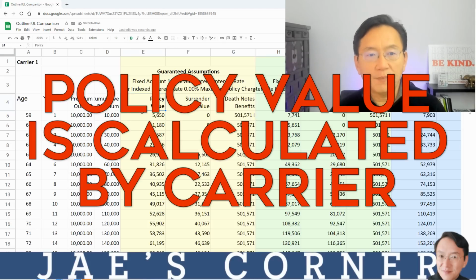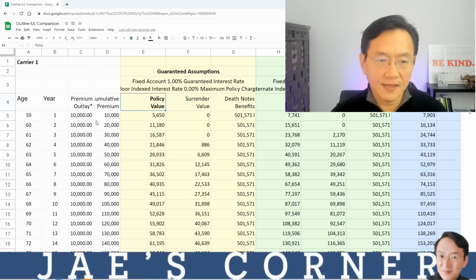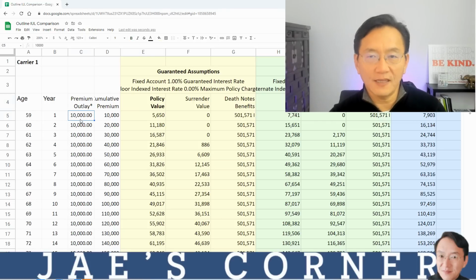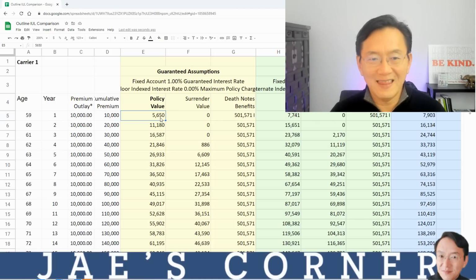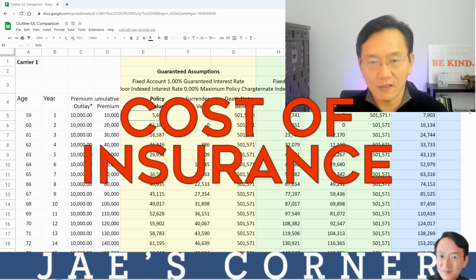What we've presumed here is $10,000 a year of premium. Again, this is just for scaling purposes. So for $10,000 a year, you can see that policy value is $5,650. What this is basically doing is paying for expenses. When you pay $10,000, you're paying for expenses. You're also paying for the probability that you pass away in that year. What remains after all of that is policy value.